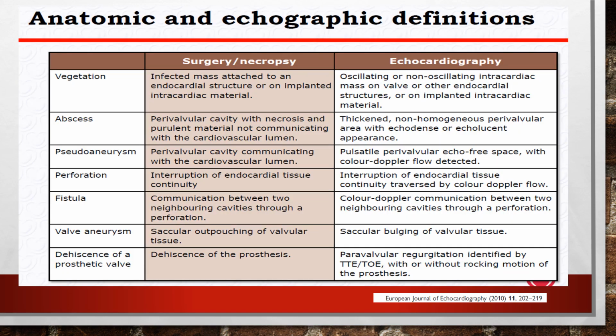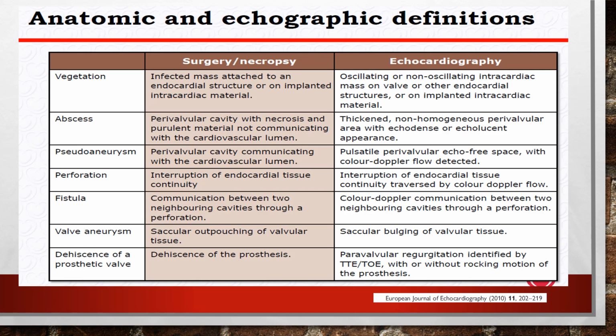So just some description, anatomical and echocardiographic definitions. As I mentioned, vegetation is an infected mass attached to the endocardial structure, and they look like oscillating or non-oscillating endocardial masses on valve or other endocardial structure or implanted intracardiac material. Abscess is a perivalvular cavity, and they look like a thickened, non-homogeneous perivalvular area with echodense or echolucent appearance. Pseudoaneurysm is one complication that is described as a perivalvular cavity communicating with a cardiovascular lumen. In echo you see it as a pulsatile perivalvular echo-free space with color Doppler flow detected, and that's how you differentiate it from abscesses.